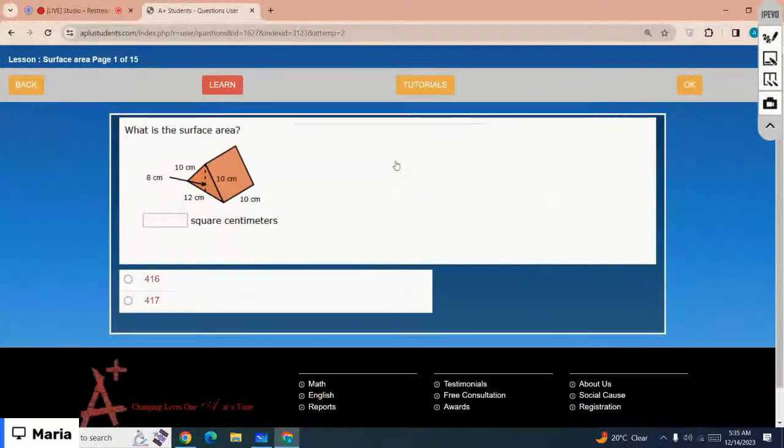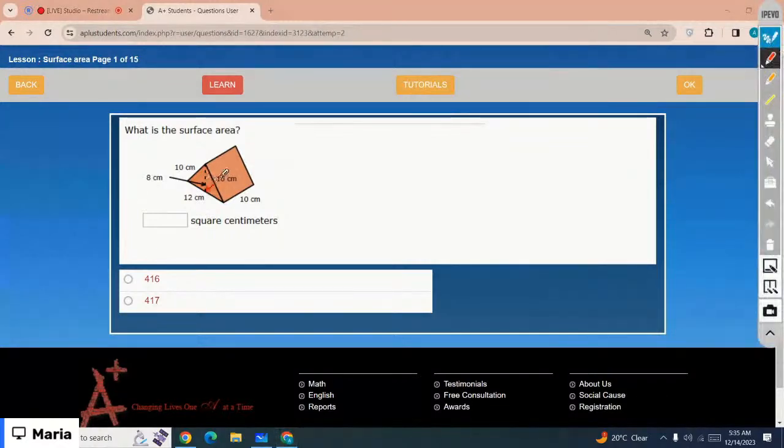You are given a figure. Let's start with calculating the area of all the faces. This is a triangular face. Area is half times base 12 times height 8, that is 6 times 8, which is 48. On the opposite side you have the same face. That is face 1. Face 2 has the same measurements and the same calculation, that is 48.